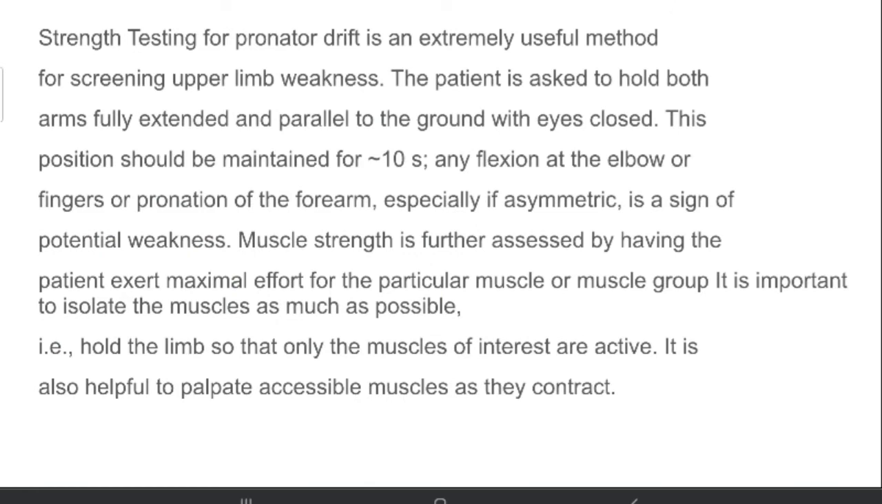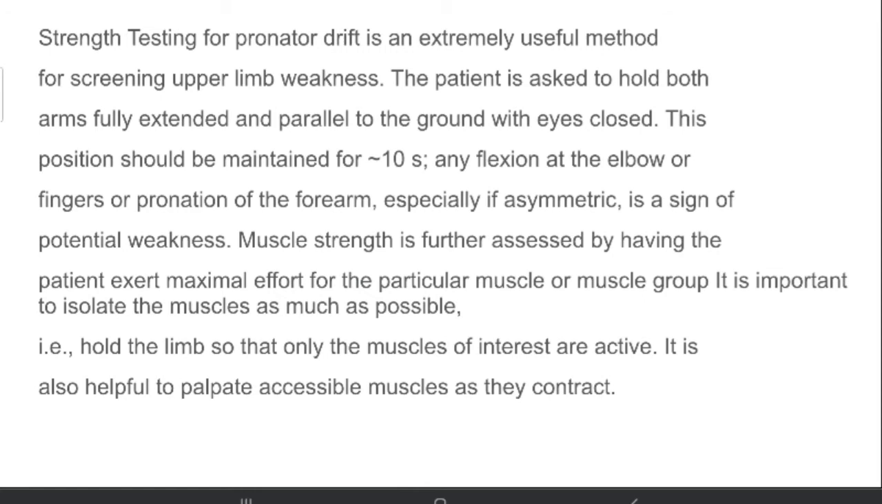Strength testing for pronator drift is an extremely useful method for screening upper limb weakness. This is a positive drift test or a normal drift test. These are the important things by which we can differentiate whether or not there is upper limb weakness. The patient is asked to hold both arms fully extended and parallel to the ground with eyes closed. I have already explained that. This position should be maintained for more than 10 seconds. Any flexion at the elbow or fingers or pronation of the forearm, especially if asymmetric, is a sign of potential weakness.